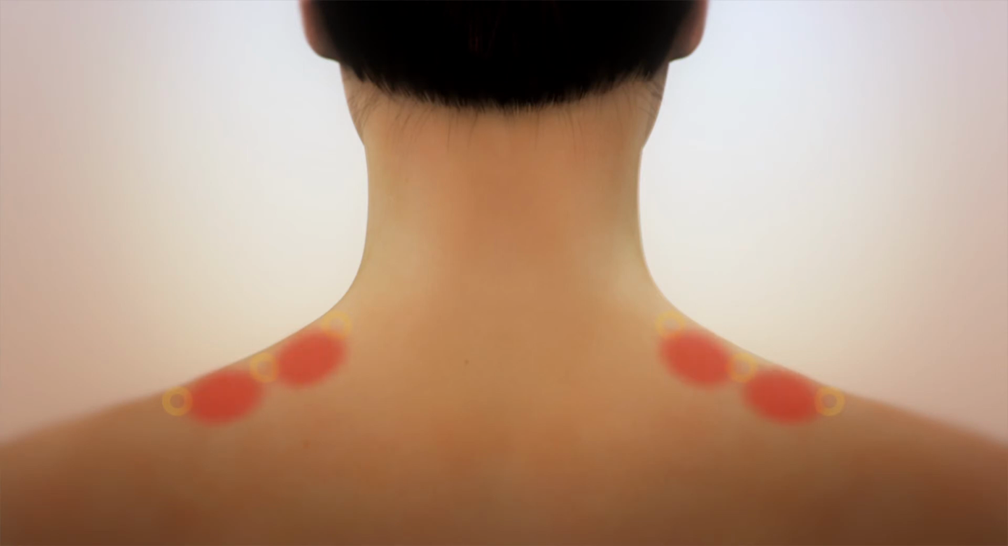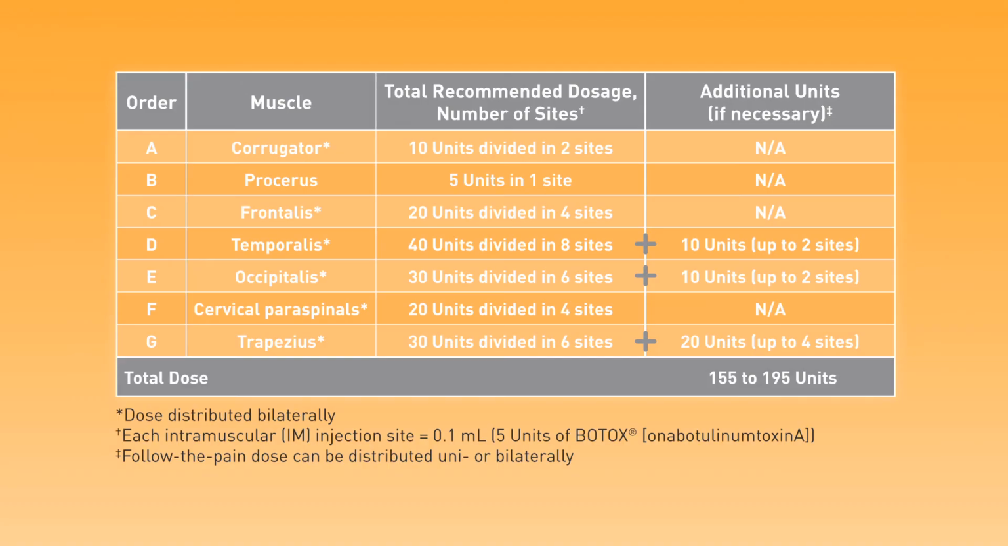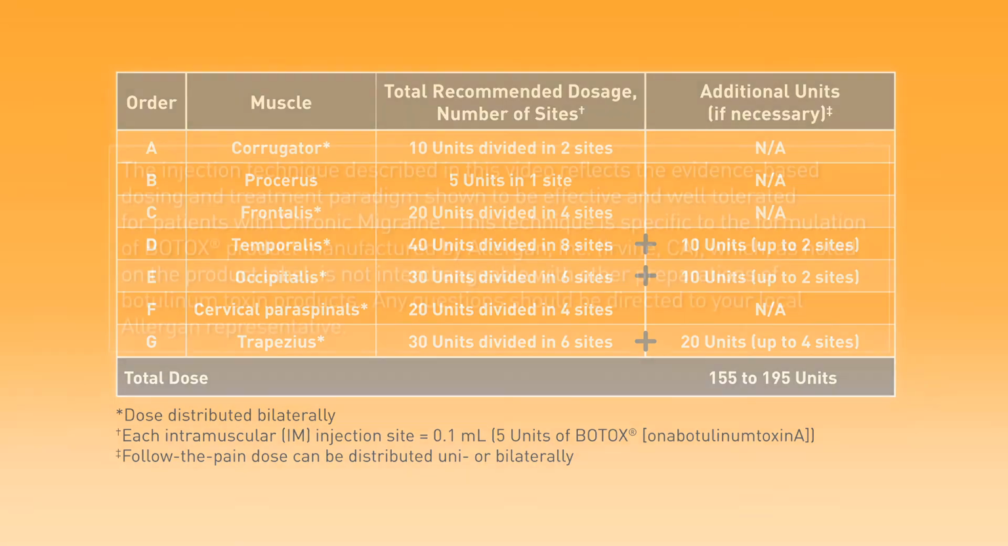In the areas of maximal tenderness and/or pain, a maximum of 4 additional injections may be given unilaterally, up to 4 on one side, or distributed bilaterally, up to 4 injections given in any combination between the right and left sides, according to the follow-the-pain paradigm. A summary of the Botox injection paradigm for chronic migraine is shown in this table.